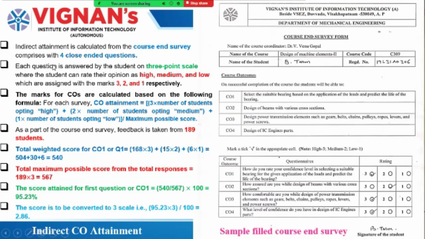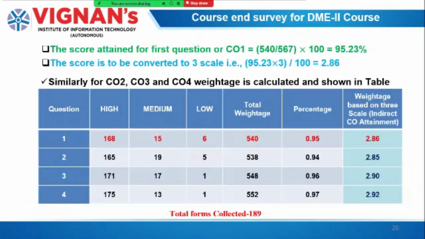Here we have a formula for each survey CO attainment or PO attainment. The formula is the same: 3 into number of students opted high plus 2 into number of students opting medium. Okay, so observe the table. You have 4 questions or 4 COs, and these are the options: high, medium, low. This is the total weightage, this is the percentage of weightage, and this is the weightage based on the 3-point scale.